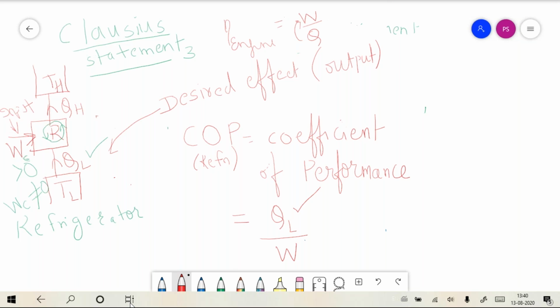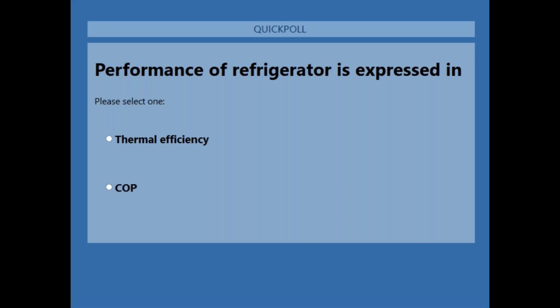Okay, let me ask you this question and we'll end with this. Hopefully you would be in a position to answer this. Coefficient of performance of a refrigerator.